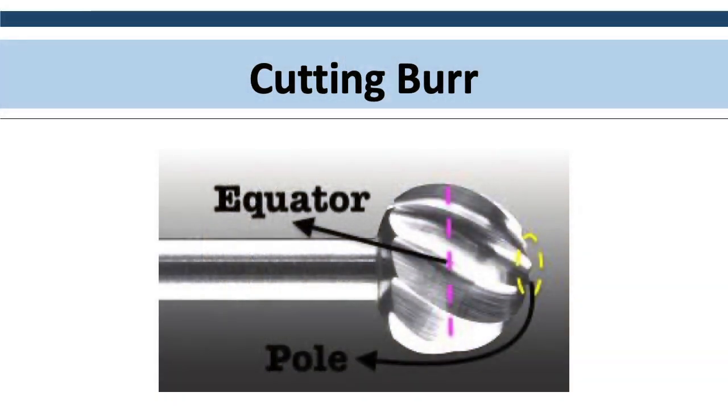When drilling, try to use the equator of the burr as opposed to the poles, because the equator is where the blades of the burr are deepest and moving the fastest, thereby removing the greatest volume of bone per unit time.